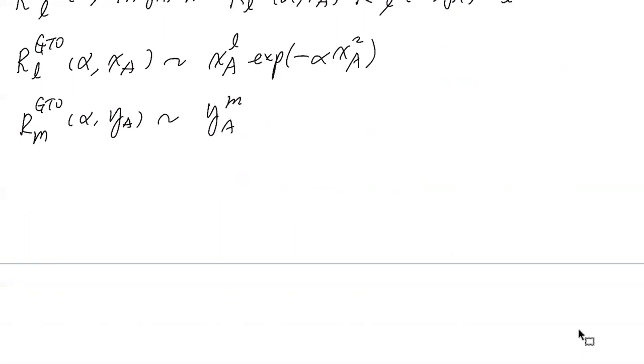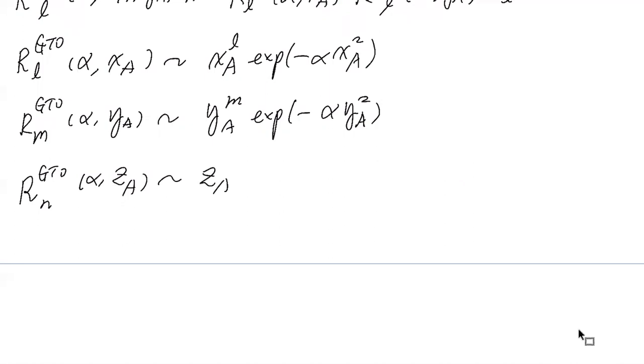They use a different index here actually. So this is exponential negative alpha YA squared. Our GTO, let's use another index, say N alpha ZA, the Z part is ZA to the N, exponential negative alpha ZA squared. All right. So this is just the definition of the Cartesian Gaussian type orbital, right?